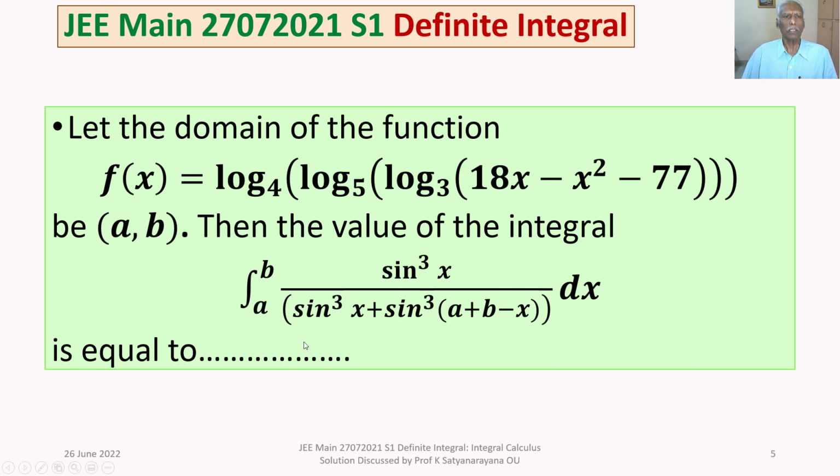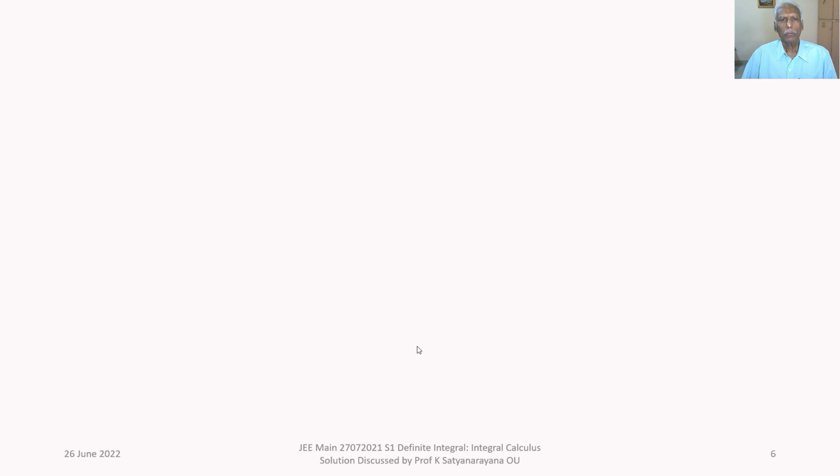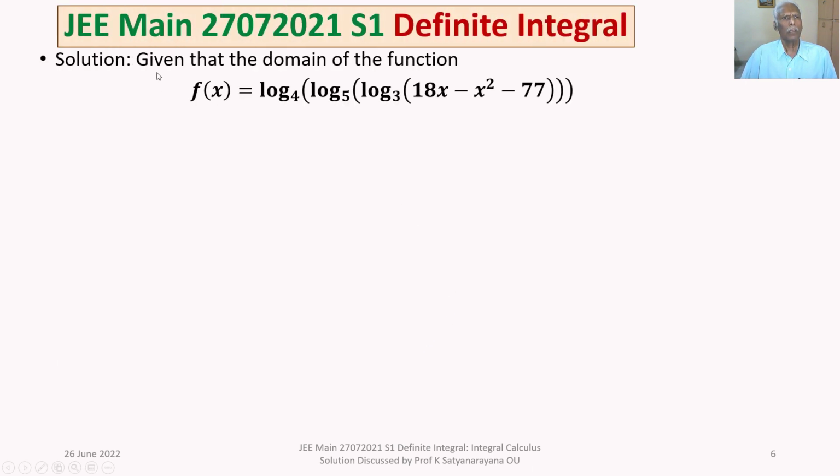So we have to first find the domain of this given function f of x and find a and b, and then the integral is to be evaluated from a to b of this function with respect to x, and we have to find out the value of this integral. We now continue. Now this is the function and you are given the domain of this function is the open interval a comma b. First we find the domain of f of x.